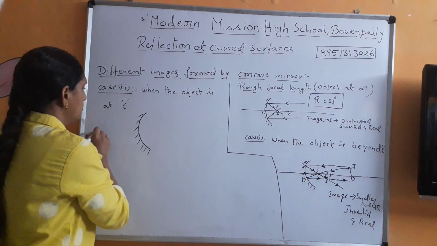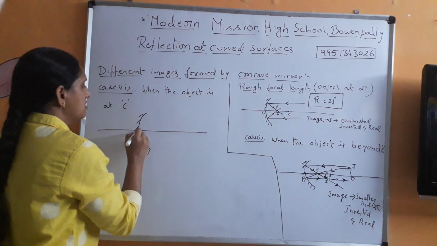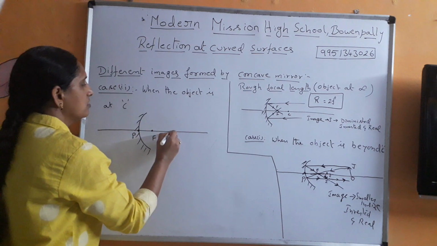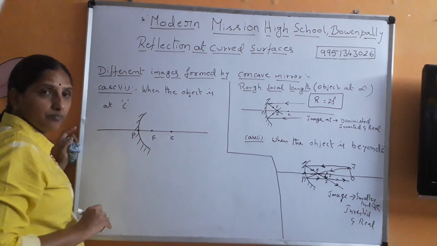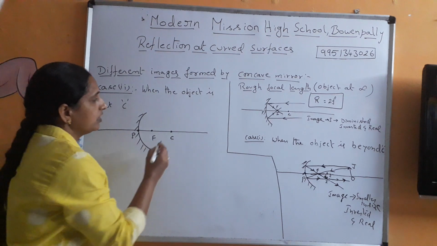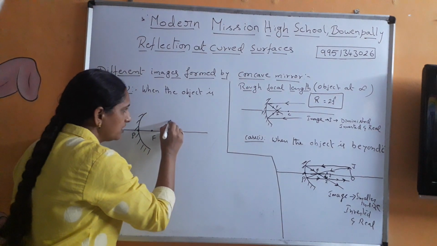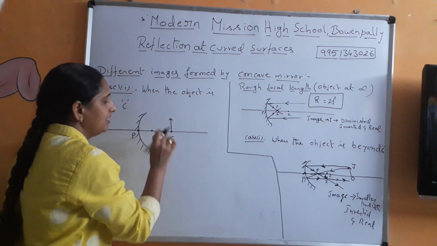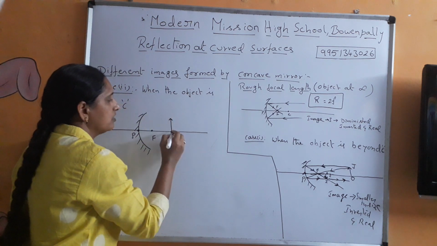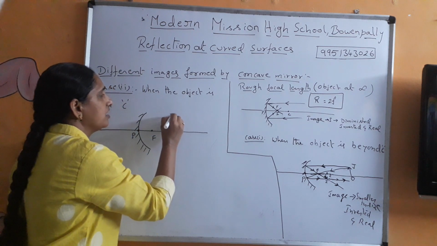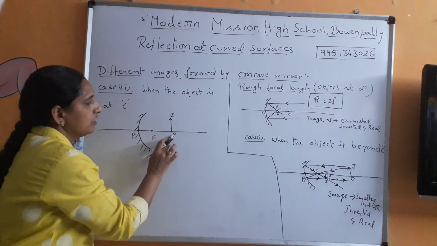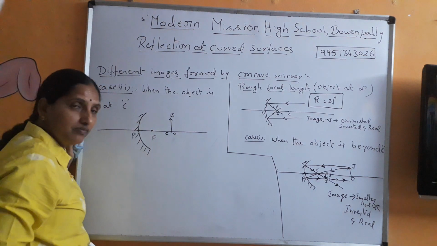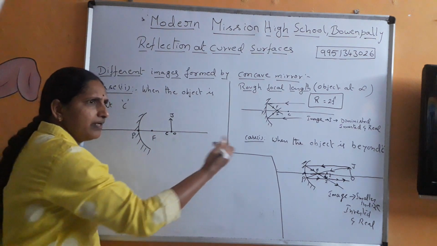Concave mirror, principal axis, pole, focus, center of curvature. Okay, so now where is the object? Object is here, at the center of curvature. I will write the name as OJ, object. At which part? It is at center of curvature. Again, same rules.